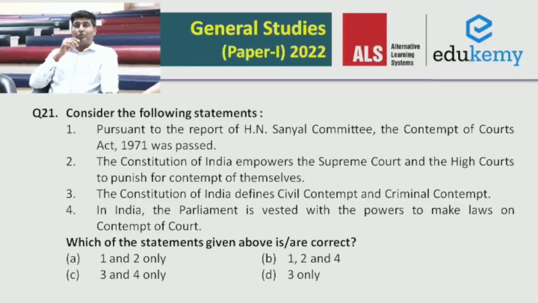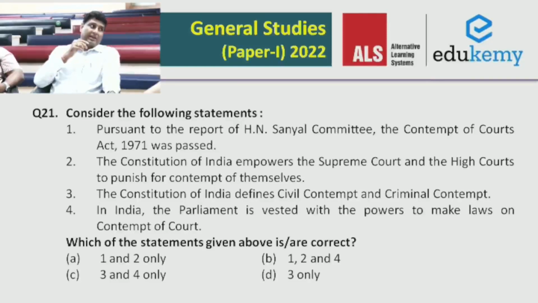Statement number 2, the Constitution of India empowers the Supreme Court and High Courts to punish for contempt of themselves. This is again a correct statement. I hope all of you are aware that under Article 129, the Supreme Court is a court of record, whereas under Article 215, all high courts are also courts of record, and those which are courts of record have the power to punish for their contempt. So statement 2 is absolutely correct.